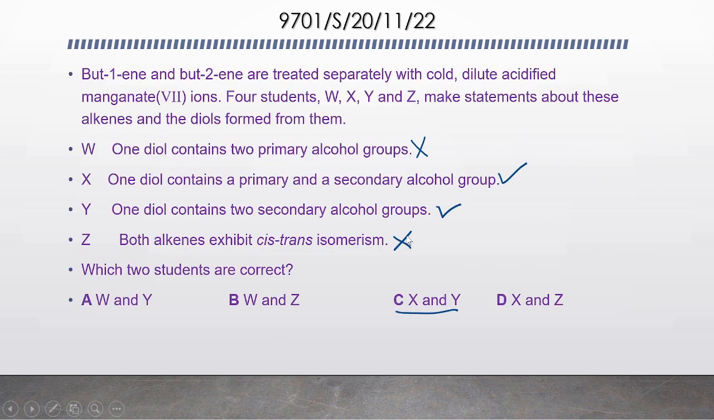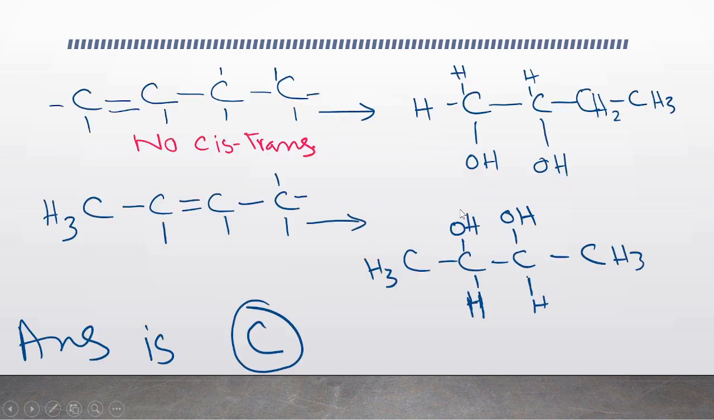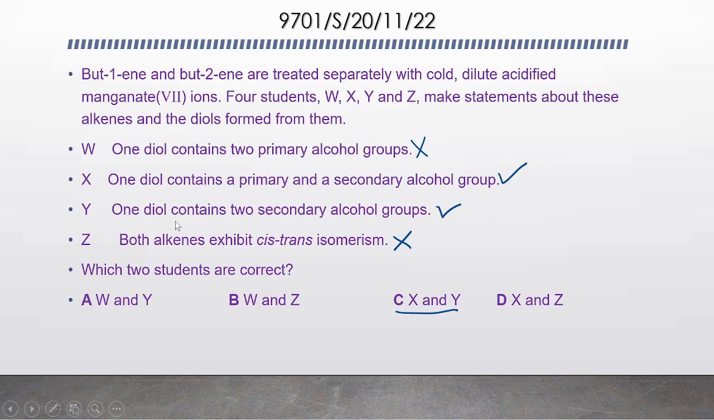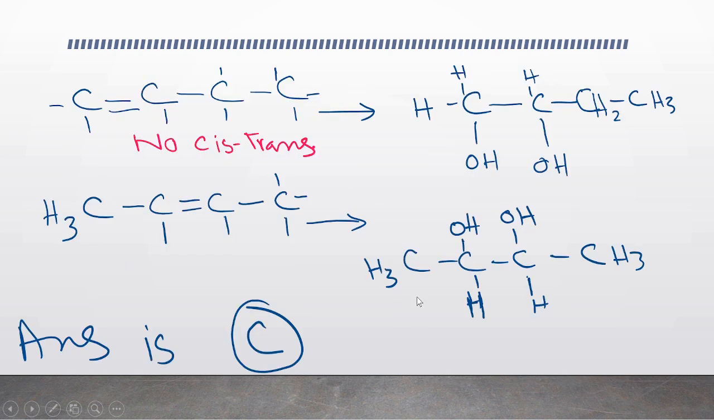Clear? So this is another one, because if we treat but-1-ene or but-2-ene with the cold dilute acidified solution, what will happen? You can see here it is very clear. There is no cis-trans, because this carbon has 2 hydrogens, so no cis-trans, but it is a formation of diol. Here again there is a formation of diol, and from all this information it is clear that one diol contains a primary and secondary alcohol group, one diol contains 2 secondary alcohol groups. So the answer is C, X and Y.